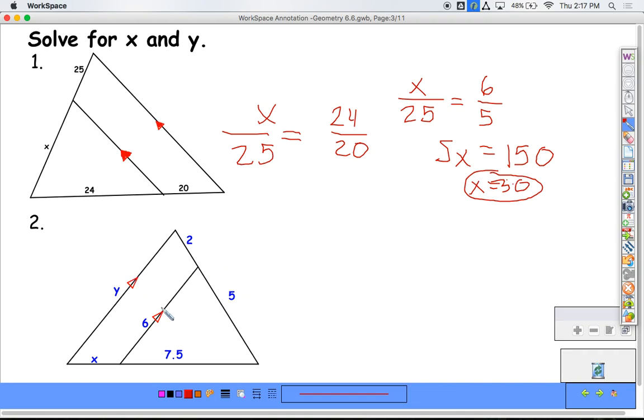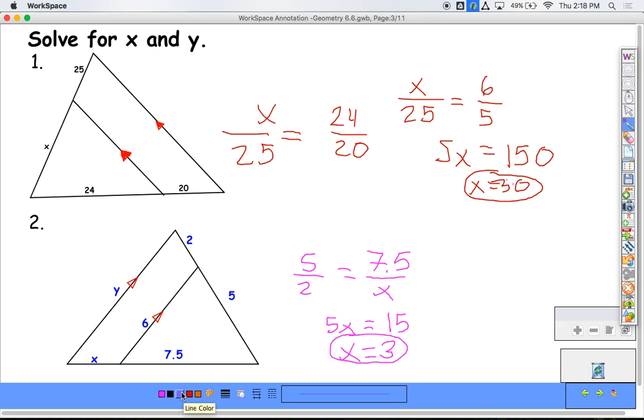Down here again we have parallel lines. So if we look here and here, here and here, we can say that 5 over 2 equals 7.5 over x. So then 5x equals 15. And x will equal 3. And then we've got to solve for y.